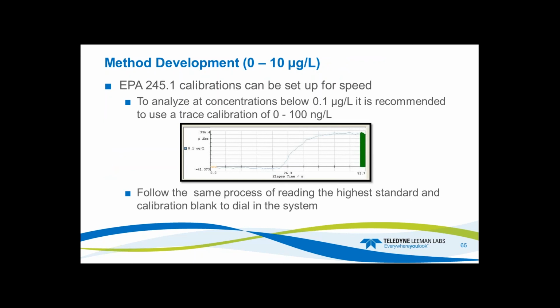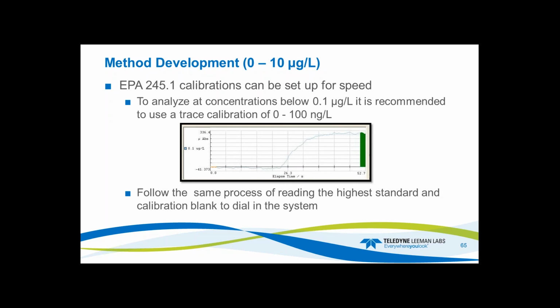EPA 245.1, this is a normal type method, and a lot of laboratories or drinking water, wastewater laboratories would run this method. And typically they would calibrate up to a 10 ppb, microgram per liter. And this method can be set up for speed. But to analyze below 0.1 microgram per liter, I do recommend using a trace method, or maybe that method that's set up for 0 to 1,000 nanograms per liter, or 1 ppb.